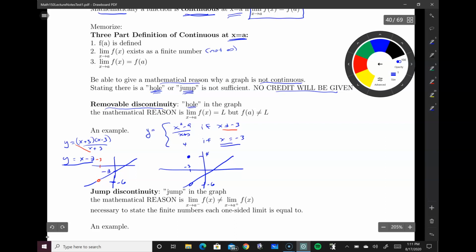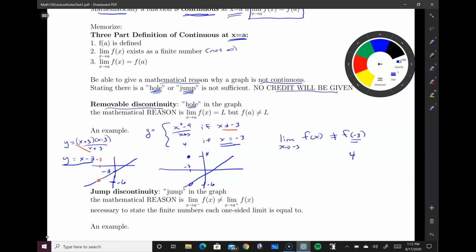All right, so this is obviously not continuous. There is a hole. And it's called a removable discontinuity because I could easily fill in the hole by redefining the function. So what is the mathematical reason for it not being continuous? What you would say is if I take the limit as x goes towards negative 3 of the function, it does not equal f of negative 3. f of negative 3 is defined as 4, right? When I plug in x equals negative 3, I get that 4.